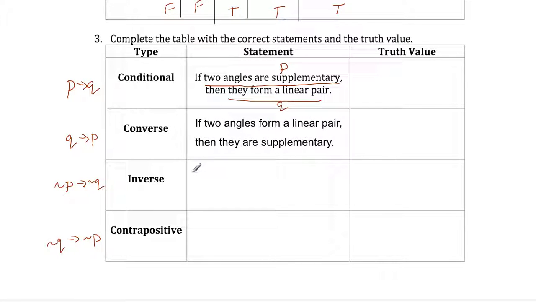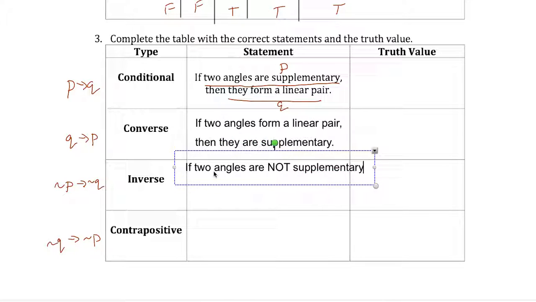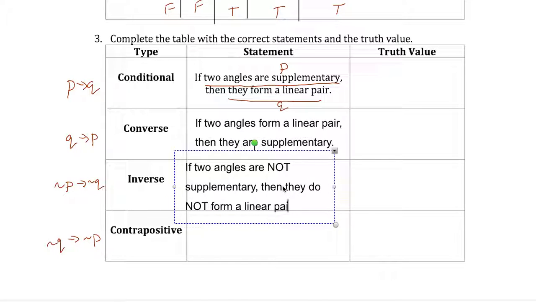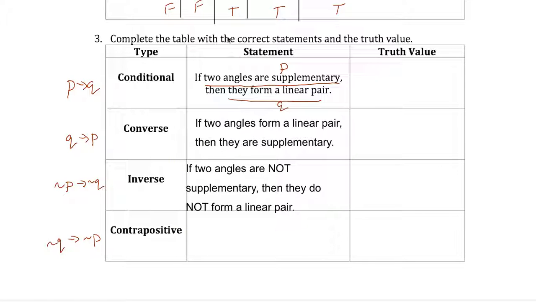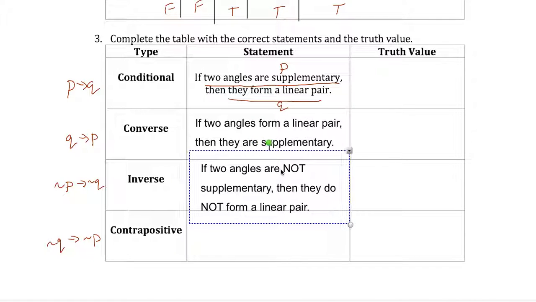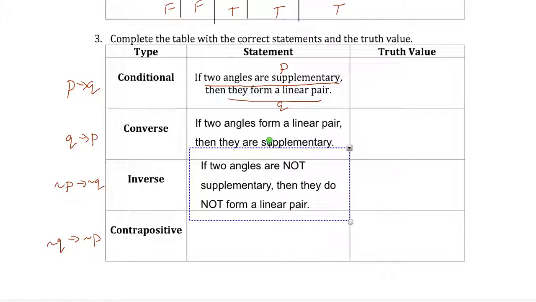And so the inverse is going to be not statements. So if not P, so if two angles are not supplementary, then they do not form a linear pair. You don't need to capitalize the not. I'm just doing that to really emphasize the point that these are not statements.